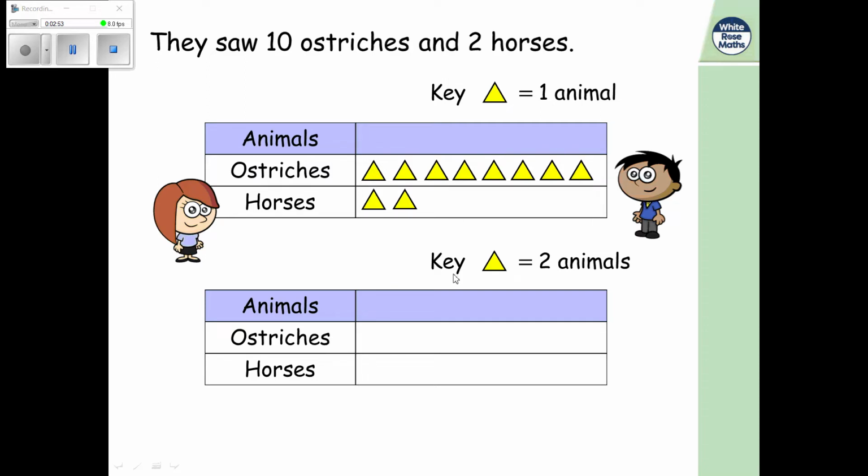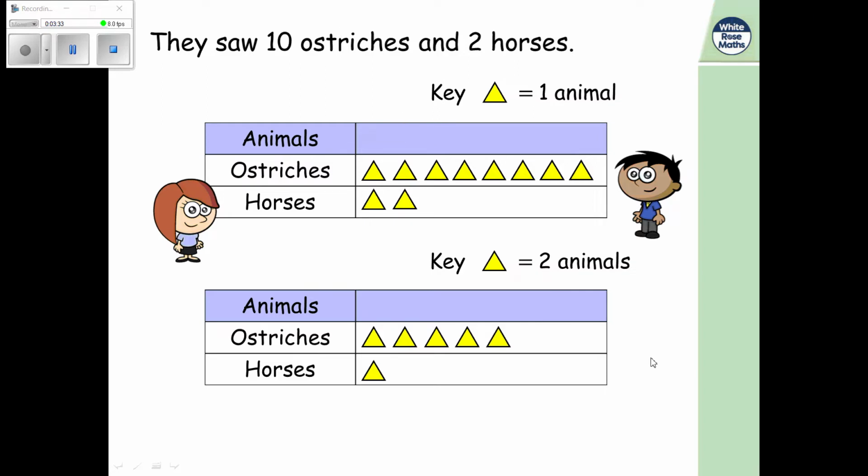So they've now thought, okay, because I didn't have enough room for that, I will change my key and look at 1 triangle equals 2 animals. So have a little think, what number do I need to be counting in today? It will be our 2 times tables. So the key is 2 animals, so 2. How many horses? They are 2, so this horse would only need 1 triangle as that is equal to 2 animals. Now let's count on our 2s: 2, 4, 6, 8, 10. So this represents, because they are 2 animals per triangle, 10 ostriches.